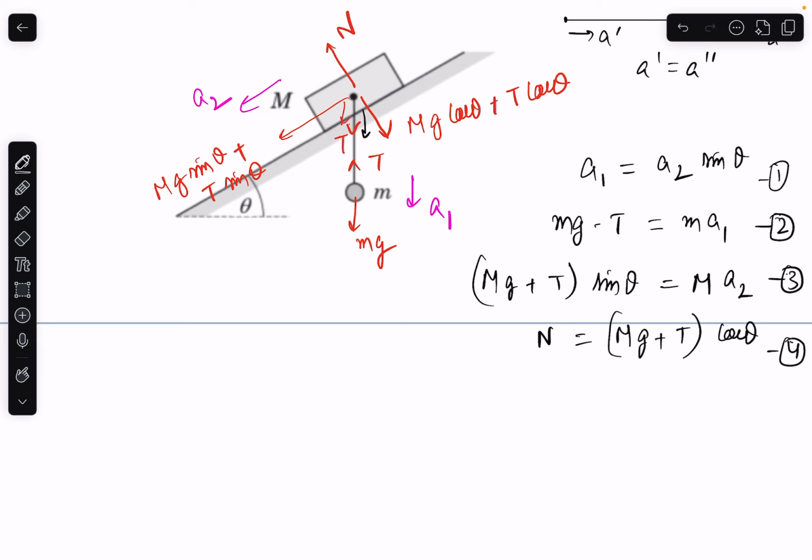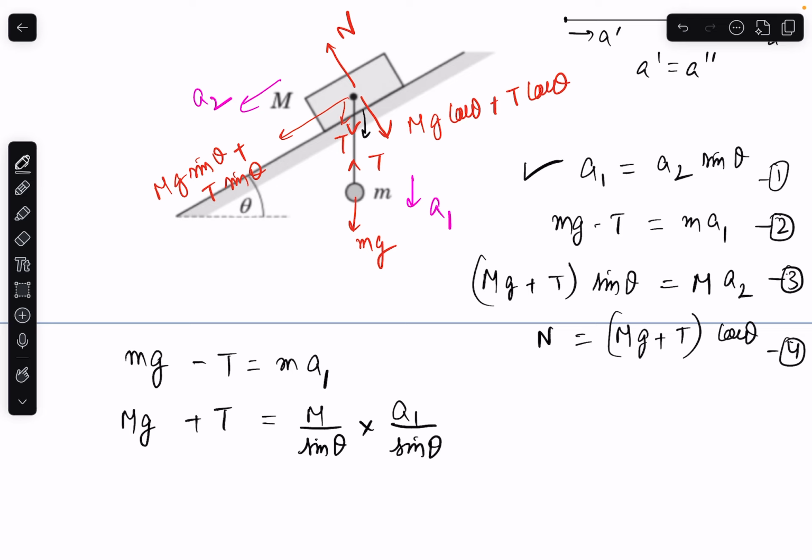So from equation number 2 we will write as it is. Equation number 2 is mg minus T equal to m into acceleration a1. And for the third equation we will divide by sin theta on both sides. So the third equation can be written in this way: Mg plus T should be equal to M by sin theta, with sin theta in the denominator on the right hand side, and in place of a2 we can write a1 upon sin theta from equation 1. From this equation, a2 can be written as a1 by sin theta.